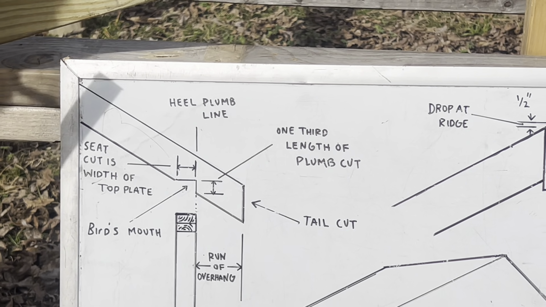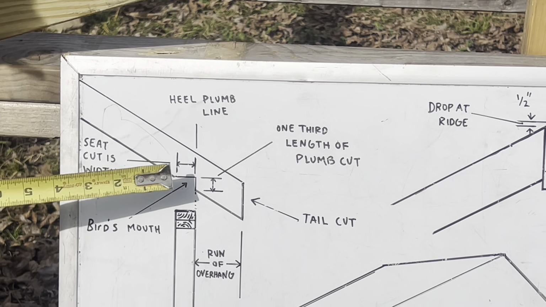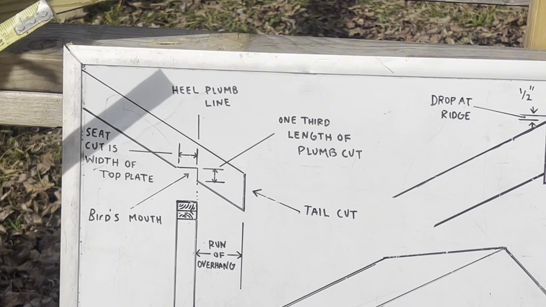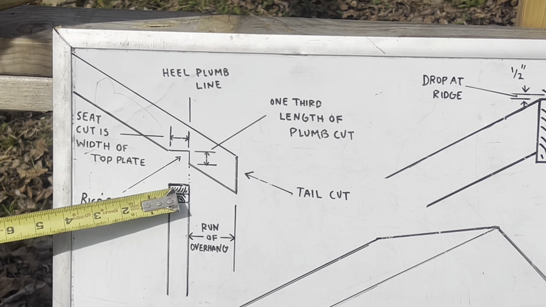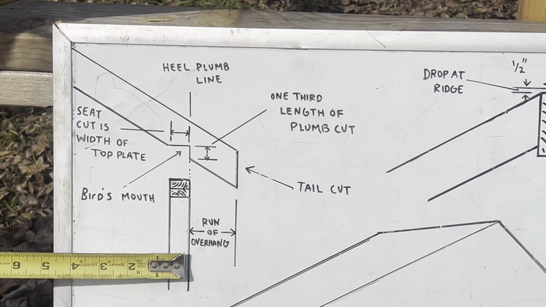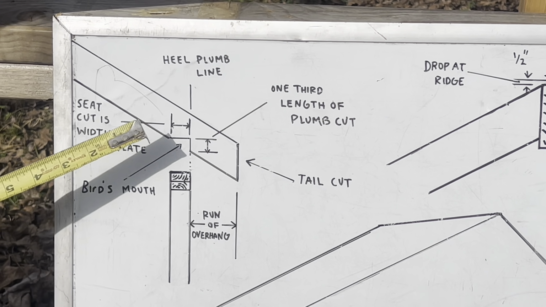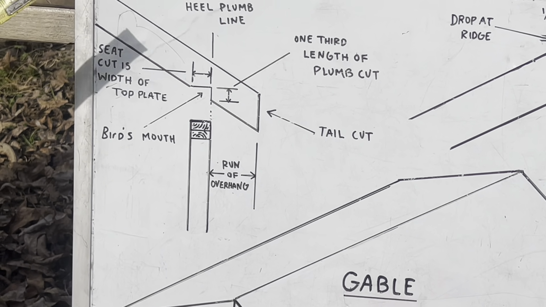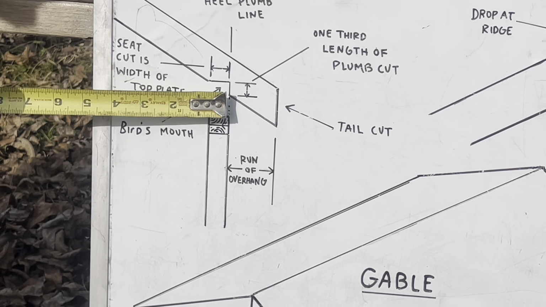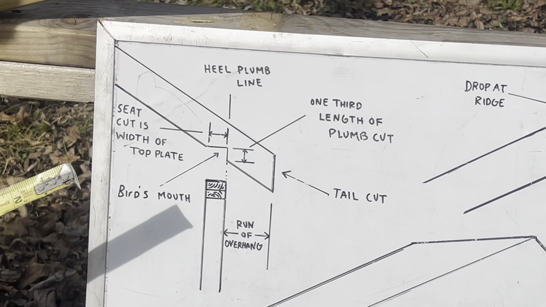Let's go over some terms for your common rafter. Right here is your bird's mouth. Your bird's mouth allows your rafter to sit level on your double top plate. Right here is our stud. Now your bird's mouth is made up of two cuts. Your level cut right here is your seat cut. Your vertical cut right there is your plumb cut.